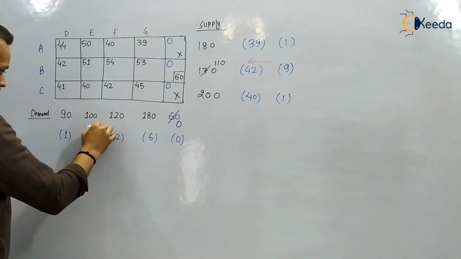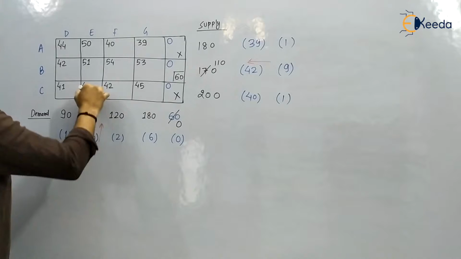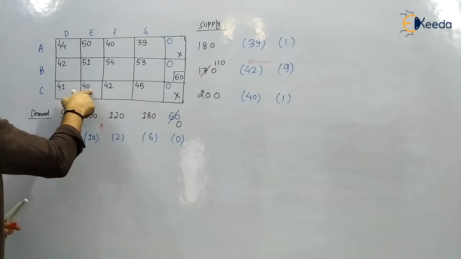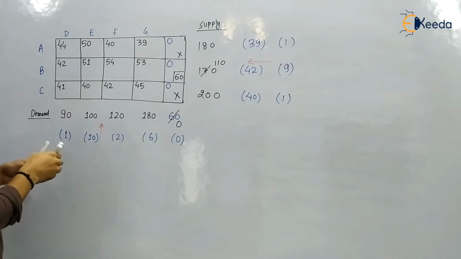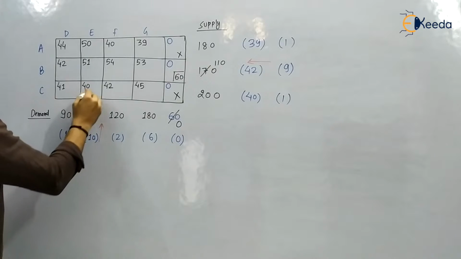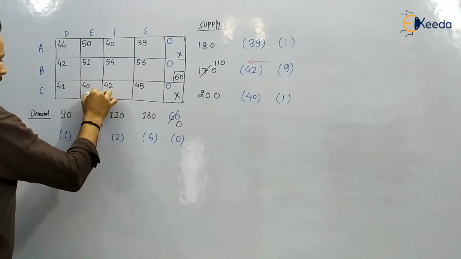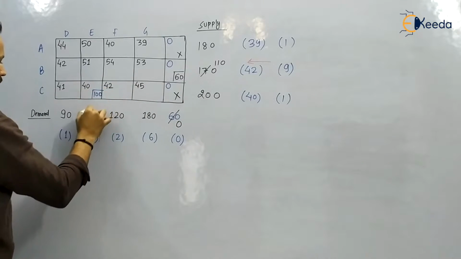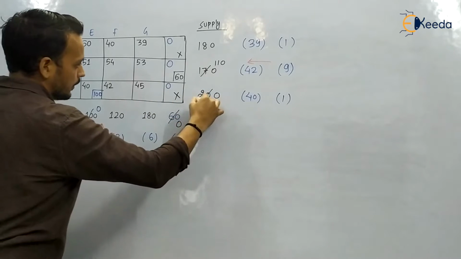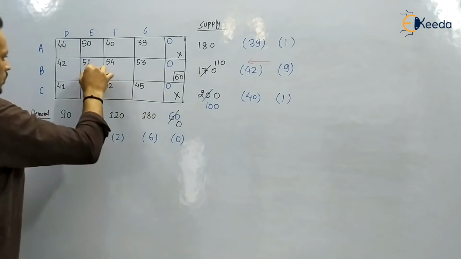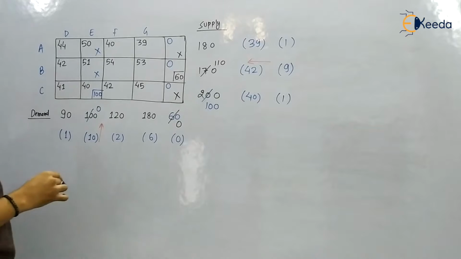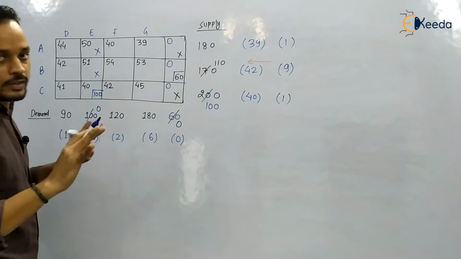So we will allocate the items in this column. The minimum is 40, so it is going to require how many? 100. You have 200, so you can give it 100. So it is now 0. It will be left with 100. So both will be cancelled, because the demand has been fulfilled.